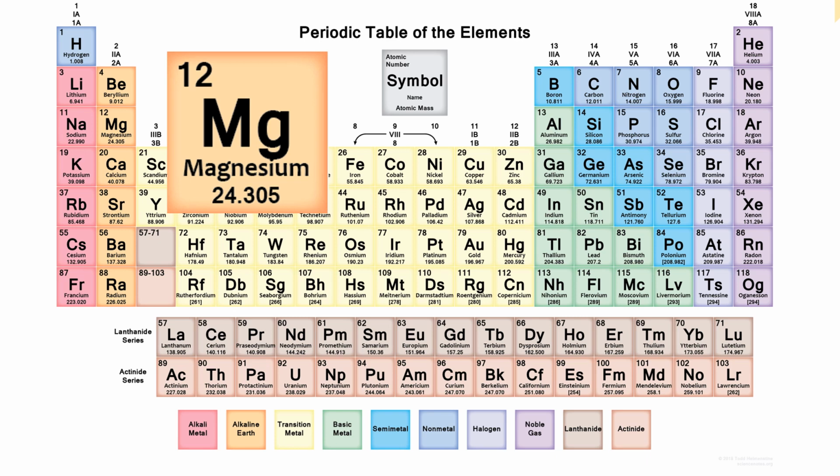Now the atomic mass or relative atomic mass is the 24.3. Okay, that tells you total number of protons as well as neutrons. So it's a combination of protons and neutrons. Okay, so now let's look at the answers.